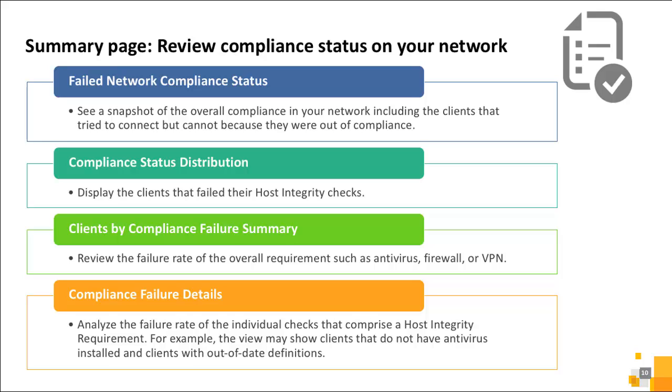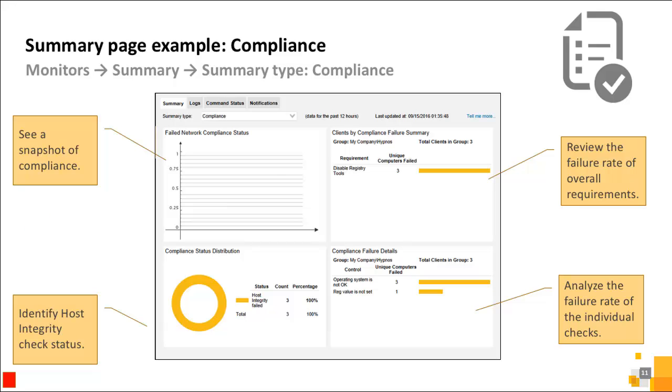You can also use the compliance failure details to review your host integrity setup. The report analyzes the failure rate of individual checks that comprise a host integrity requirement. For example, it can display the clients that do not have antivirus installed separately from clients with out-of-date definitions. This slide shows a compliance page example.